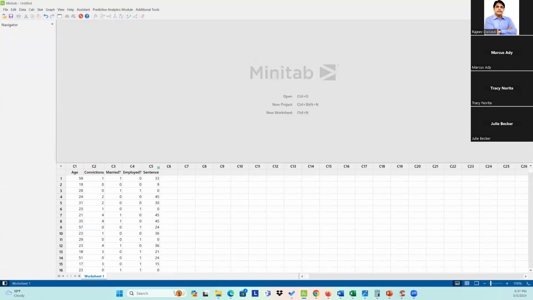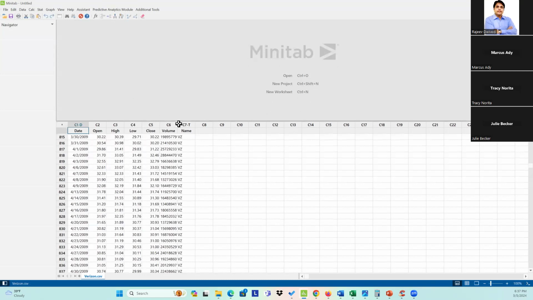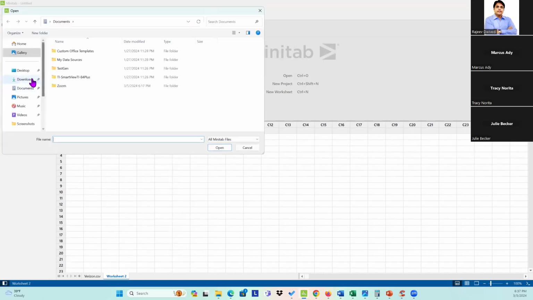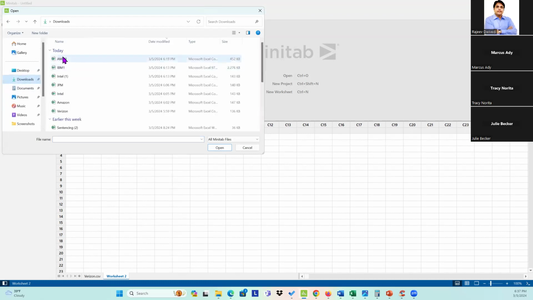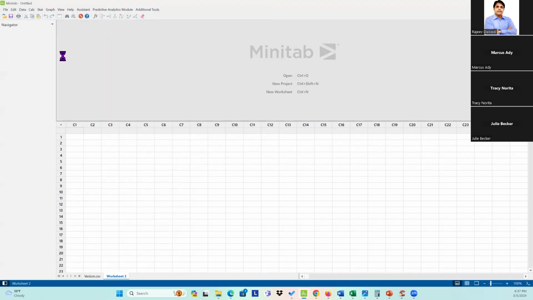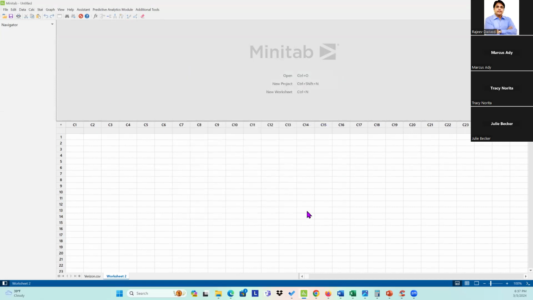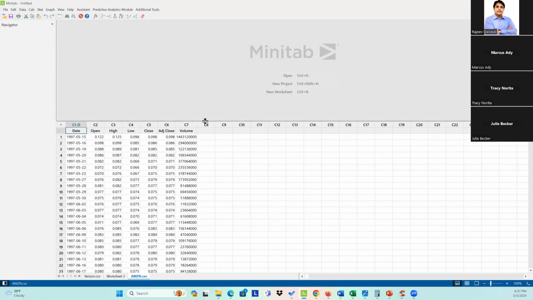My Windows Office is expired, so I'm not able to do it that way. Okay, I got the Amazon data right here in my Minitab.